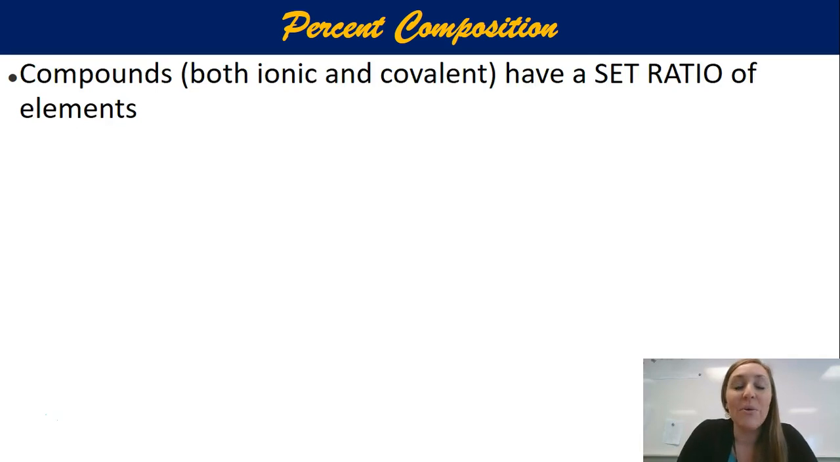All right, so first thing you need to know is compounds. So we're talking both ionic and covalent. Remember, ionic starts with a metal and a complete transference of electrons, versus covalent, where they are sharing those valence electrons. If it's a compound, as in not a mixture, then it always has a set ratio of elements.